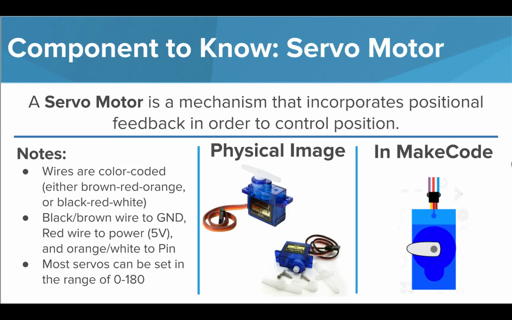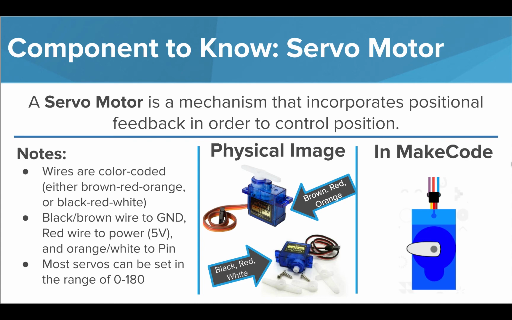During your next exploration, you'll be using a new component, a servo motor. This motor uses a feedback system to control position. Many servo motors can be set to positions from 0 to 180. You'll explore more about this functionality in the next exercise, but it is important to note that the wires on a servo motor are color-coded, either using brown, red, and orange wires or black, red, and white wires. The brown or black wire is always connected to ground, the red wire is connected to power, and the orange or white wire is connected to a pin.